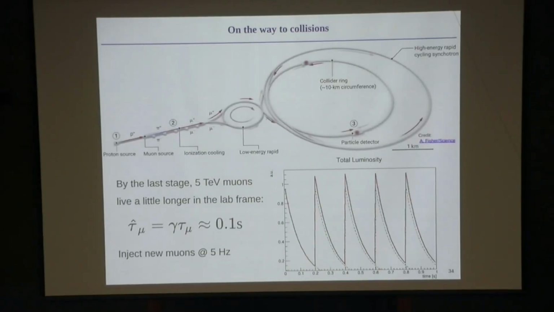And just to give an idea, we said that the muons decay very quickly. So how quickly? Well, what comes to our advantage is that the more we accelerate, the more velocity they have, the more the lifetime in the lab frame becomes longer, by the Lorentz factor gamma. In fact, by the time they are in the collider ring and they have about 5 TeV of energy, they live in our lab frame about 0.1 second. Not that much, but much better than 2 microseconds. So that is something we can work with.